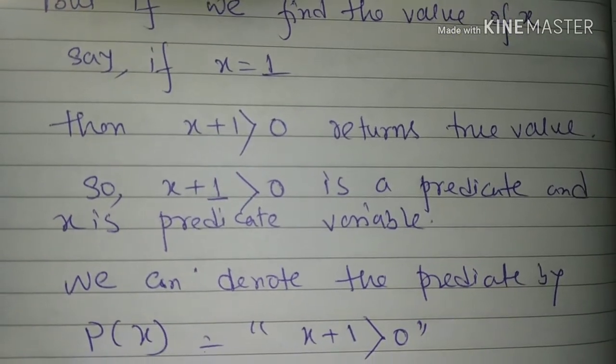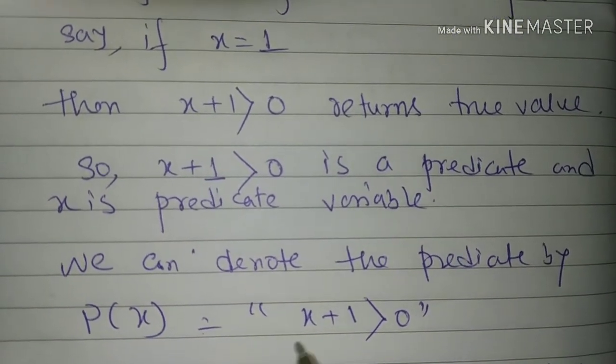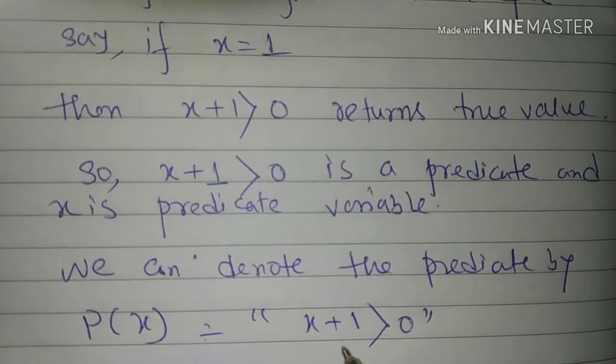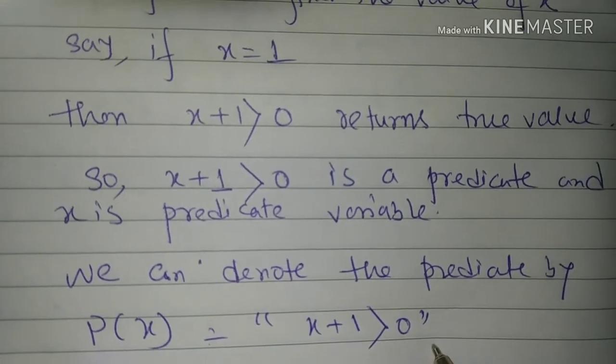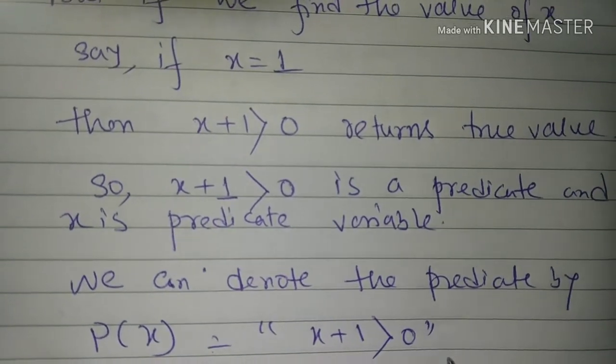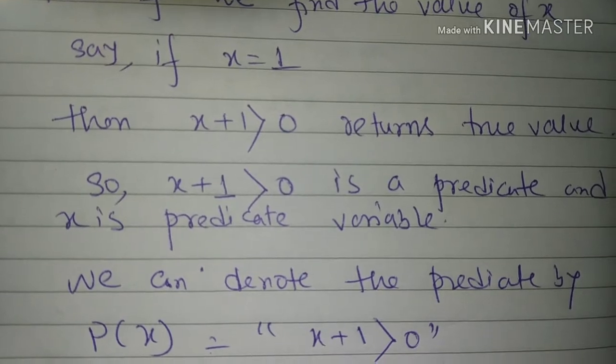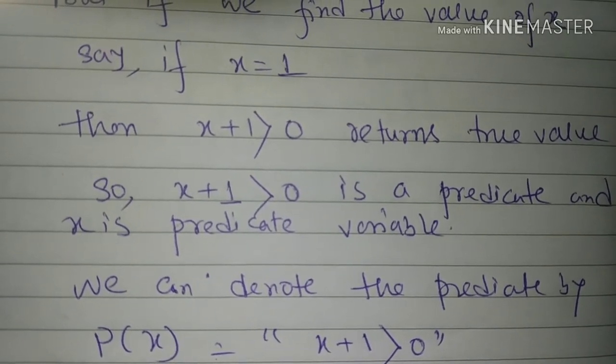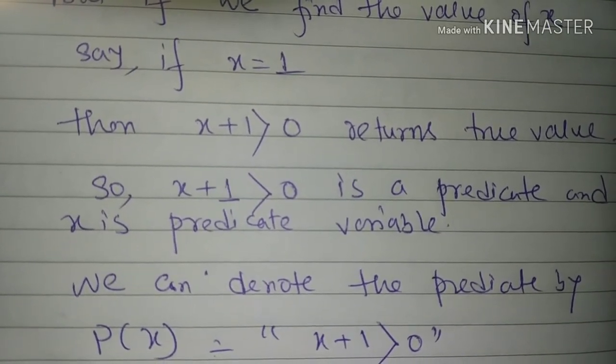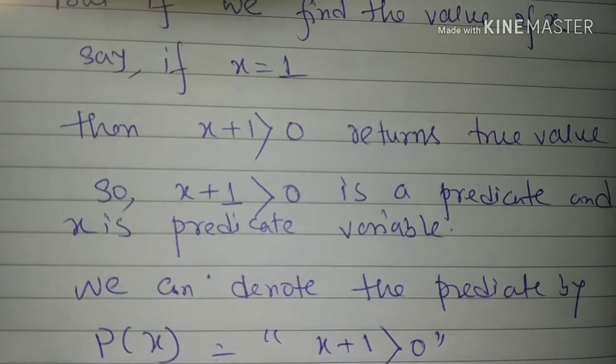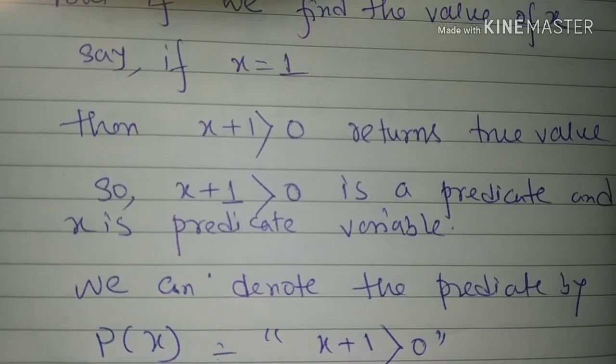We can denote the predicate by P(x). P(x) is equal to this predicate, x plus 1 greater than 0. Why is it a predicate? Because if we know the value of the variable, then we can say whether it is true or false. This is the logic of a predicate.